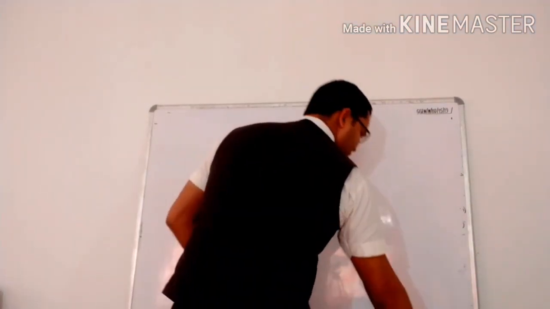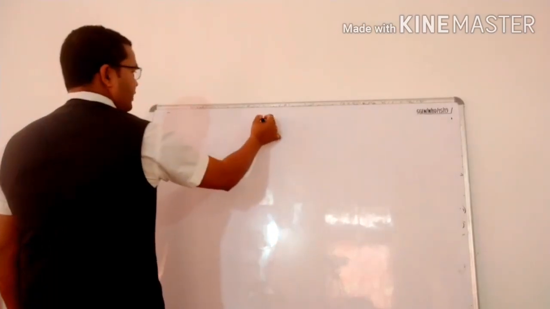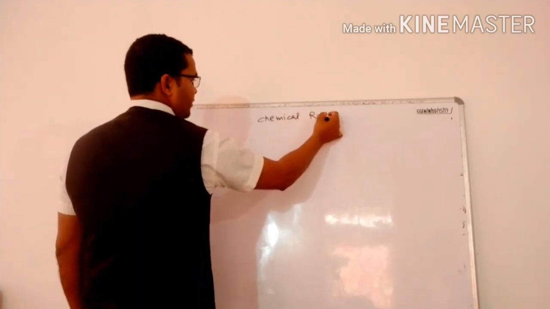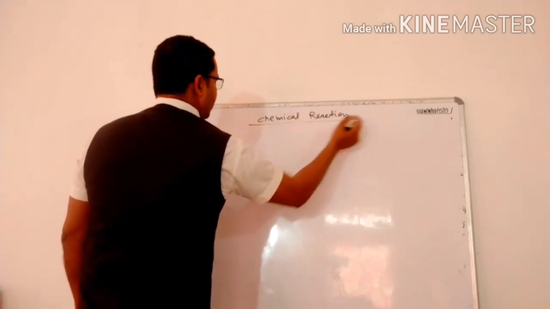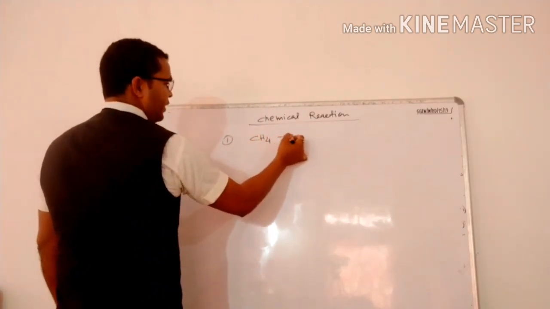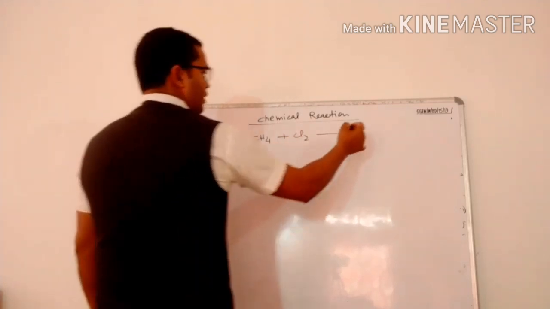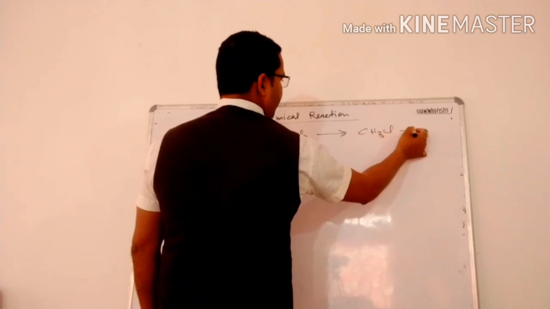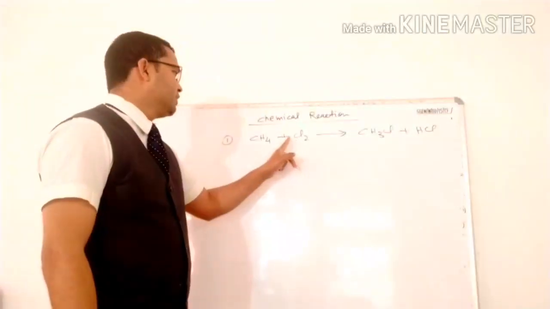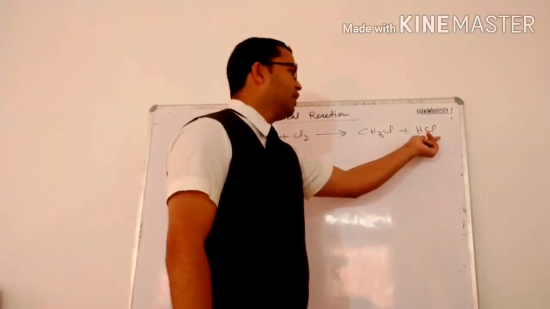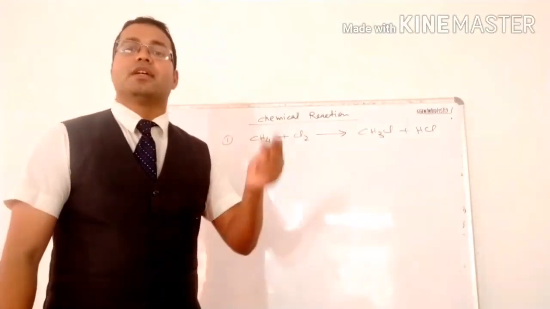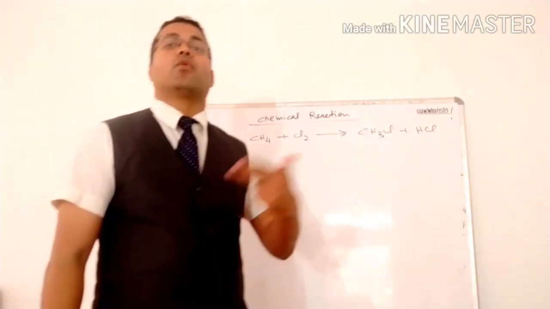Next, we have to know some chemical reactions of carbon compounds. Number 1, substitution reaction. For example, methane reacts with chlorine and gives CH3Cl plus HCl. It means removing one hydrogen and adding one chlorine, and the other chlorine and hydrogen form HCl as a byproduct. This is called chloromethane, and the reaction is substitution because in place of hydrogen we add one chlorine.